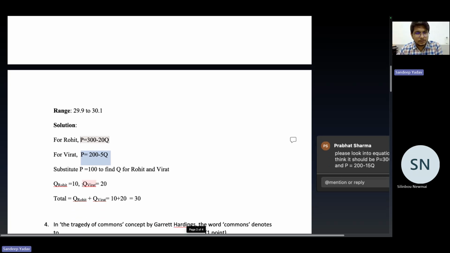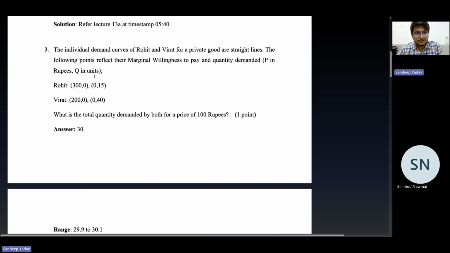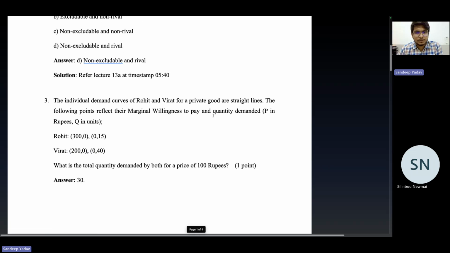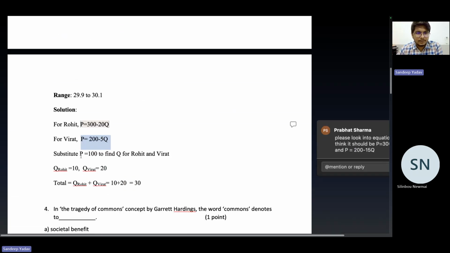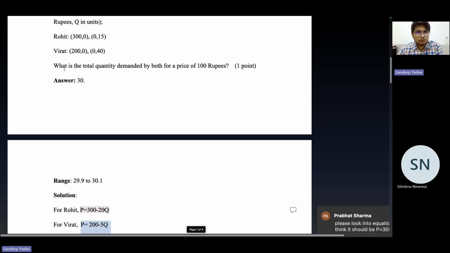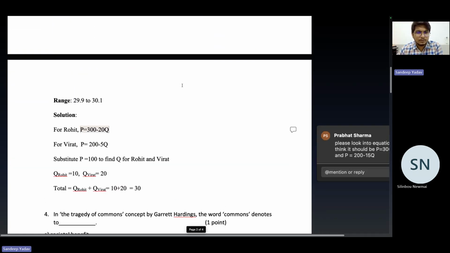We can substitute P is equal to 100 because it is given at that point. We need to know the quantity at the price of 100 rupees. So at that P, the Q for Rohit will be 10 and Q for Virat will be 20. The question asks for the total quantity demanded, and that will be 30. I hope this is clear.